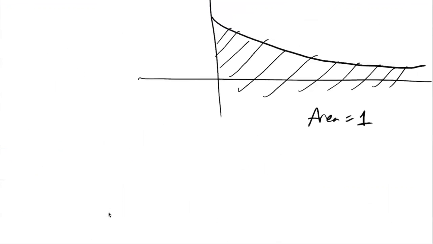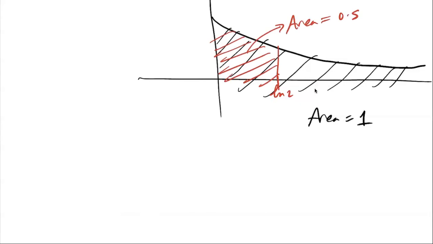So at t equals ln 2, this area here becomes 0.5. The whole area is 1. And the median is a point on the x-axis at which the area under the curve becomes half of the total area, which means half of 1, because the total area is 1. So up to the median, the area is half, and then after the median, another half, and the total area becomes 1.